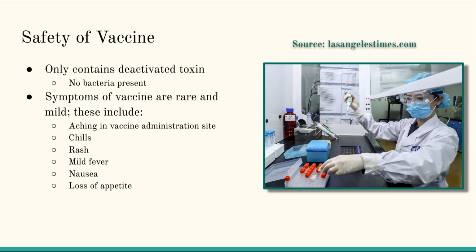So some examples of symptoms you might get from receiving the tetanus vaccine, and I'm sure with many vaccines, are just aching at the vaccine administration site, chills, rash, mild fever, nausea, loss of appetite. And really, those symptoms are only there because our immune system is working overtime, and we might feel a little sick from that.